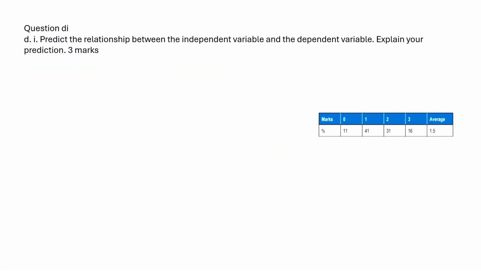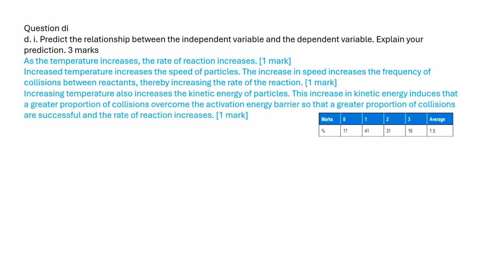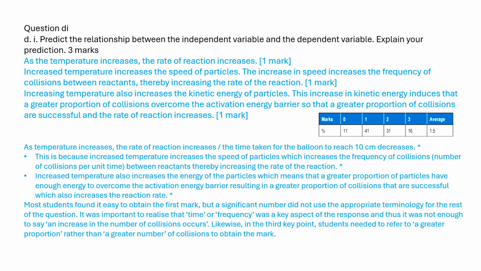As the temperature increases, the rate of reaction increases. Increased temperature increases the speed of particles. The increase in speed increases the frequency of collisions between reactants, thereby increasing the rate of the reaction. Increasing temperature also increases the kinetic energy of particles. This increase in kinetic energy means that a greater proportion of collisions overcome the activation energy barrier, so that a greater proportion of collisions are successful and the rate of reaction increases.